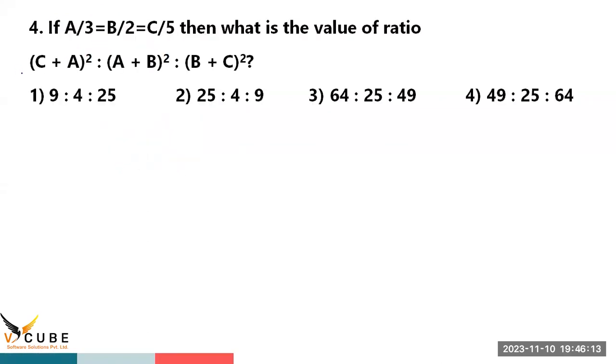Okay, right. Next one. Now look once. If a/3 is equal to b/2 is equal to c/5, then what is the value of the ratio (c plus a) whole square, (a plus b) whole square, (b plus c) whole square. I think it is a very, very, very dead easy problem.